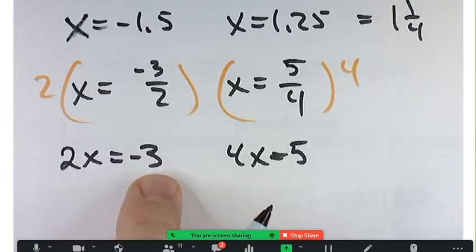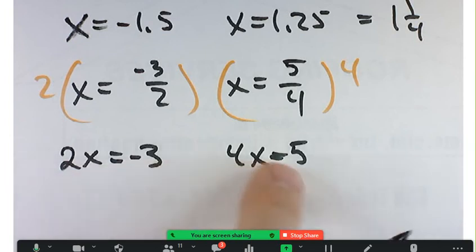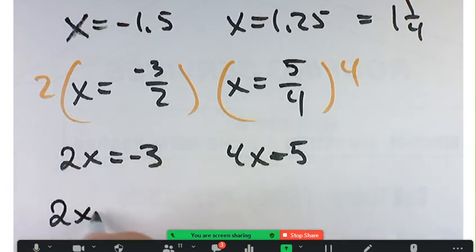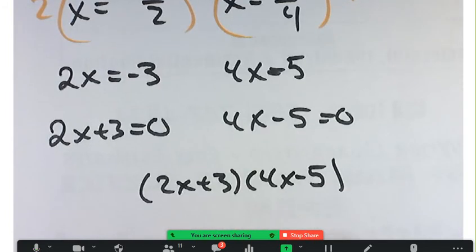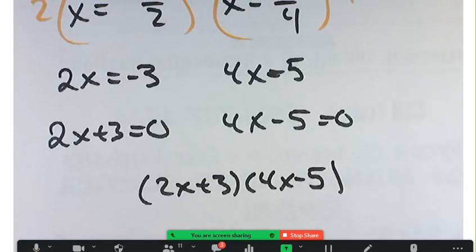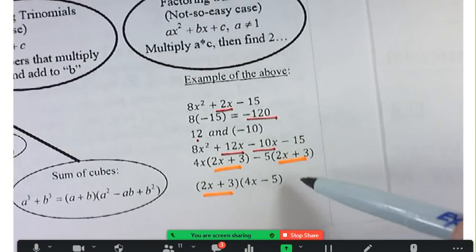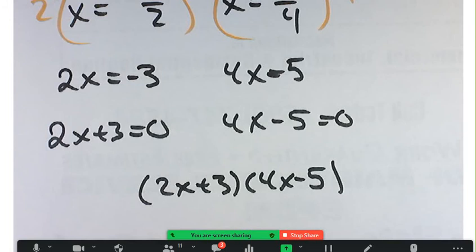And then move this to the other side, right? 2x plus 3 equals 0. 4x minus 5 equals 0. There's your factorization. 2x plus 3 times 4x minus 5. And if you look, that actually matches what I had on my handout. Right there. Beautiful. A lot less fuss, in my opinion.